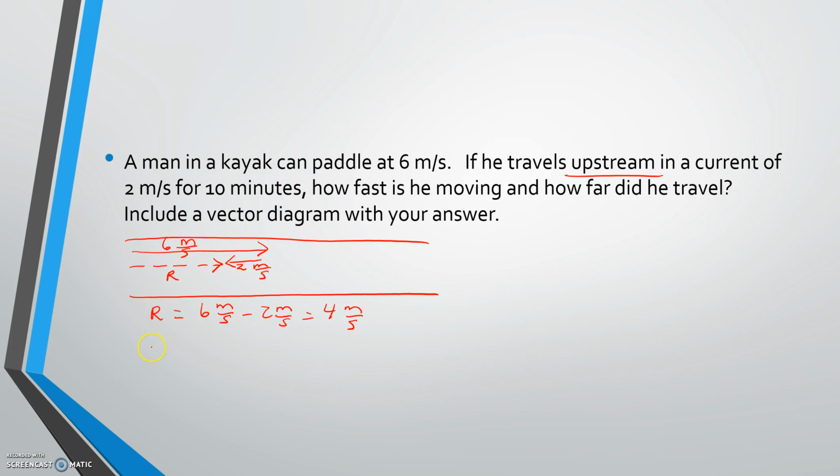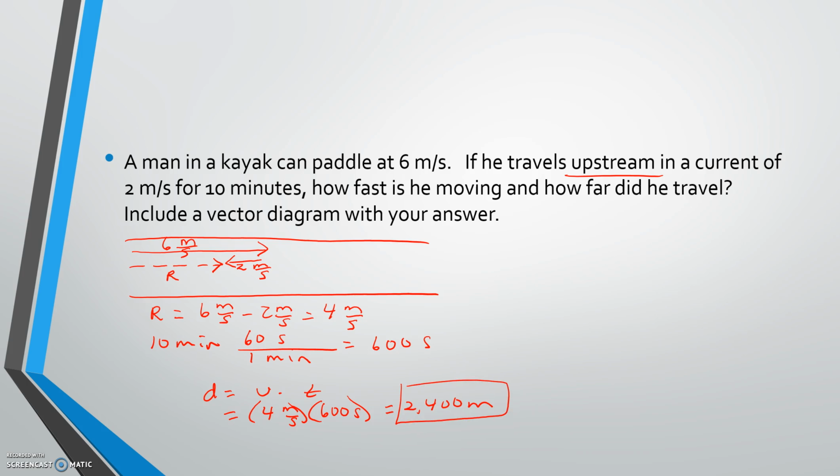We've got 10 minutes, so we need to take that 10 minutes and go from minutes to seconds. And then we want to calculate our distance again. We know that distance equals our velocity times our time. Our velocity in this scenario is 4 meters per second for 600 seconds. So our total distance this time would only be 2,400 meters.